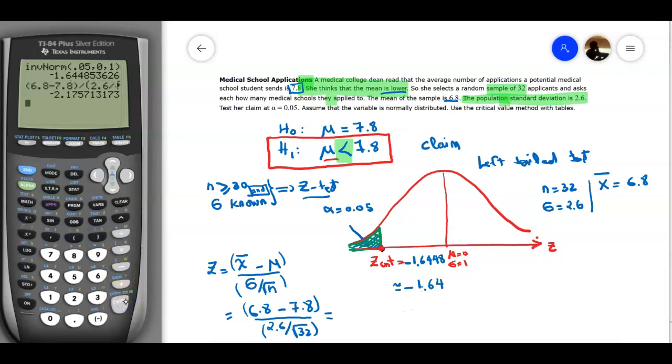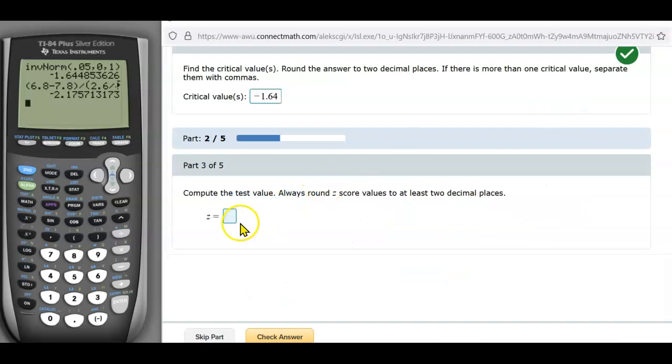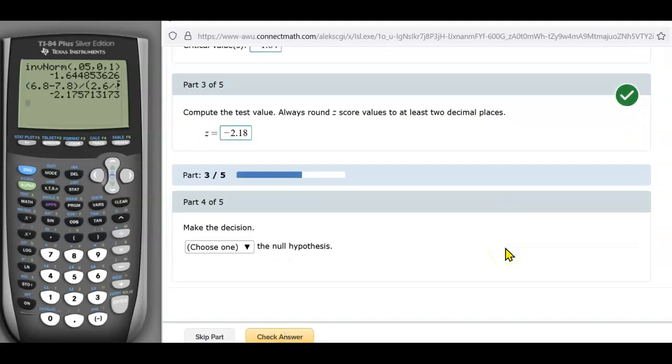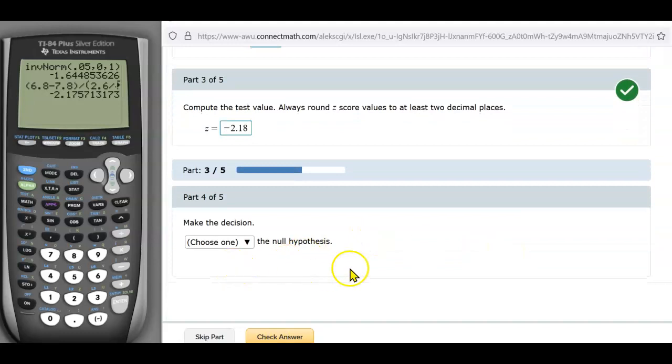So this is minus 2.175. I think you want to round it to 2 decimal places, so this is going to be minus 2.18. All right, let's plug it in. Minus 2.18. Check it. Okay, that's good. Make a decision right now.